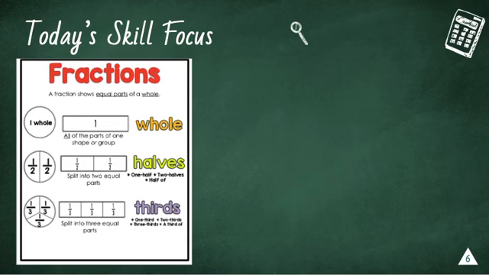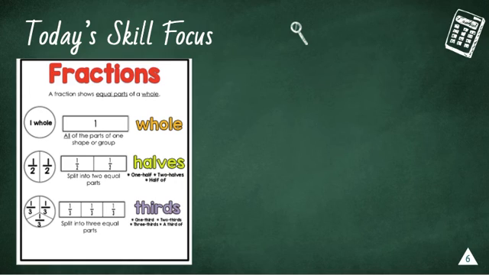Now today's skill focus is still on fractions. So far, we have learned a fraction shows equal parts of a whole. We learned that a whole is all of the parts of one shape or group. We've learned that halves are split into 2 equal parts, or 1/2. Today, we are going to talk about partitioning our whole into 3 parts. That is called thirds, or a third. Thirds are split into 3 equal parts.